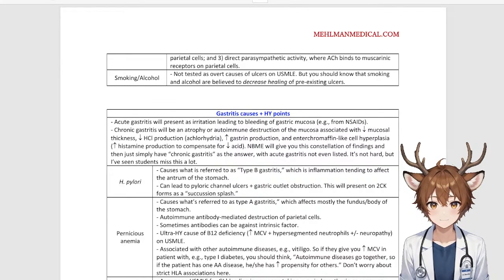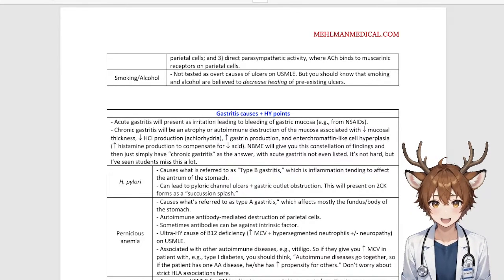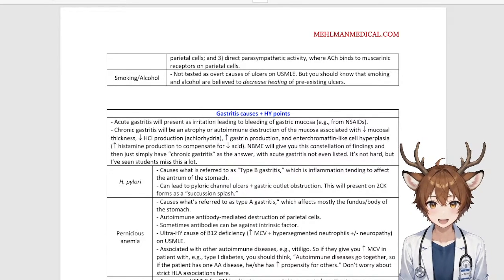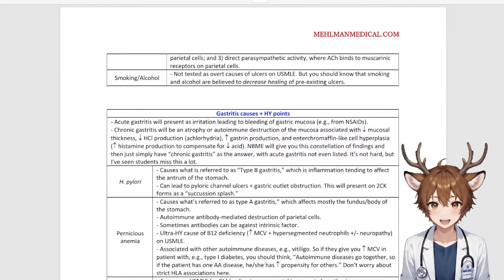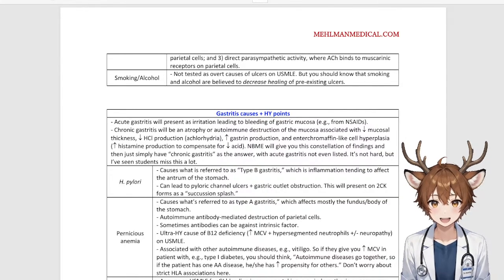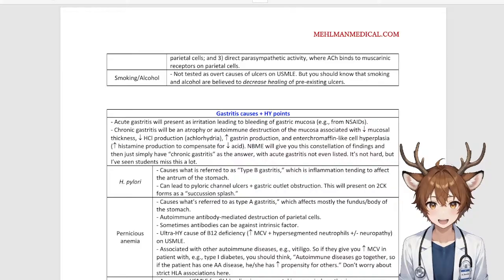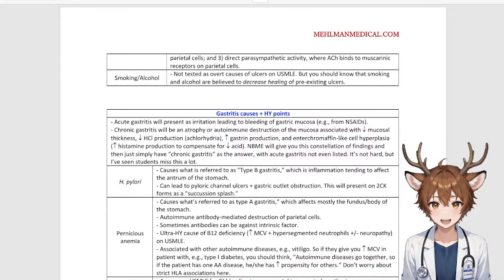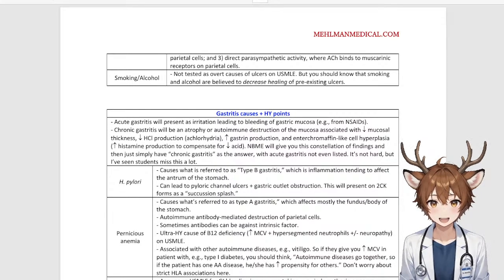H. pylori causes what is referred to as type B gastritis, which is inflammation tending to affect the antrum of the stomach. It can lead to pyloric channel ulcers plus gastric outlet obstruction. This will present on Step 2 CK forms as a succussion splash.